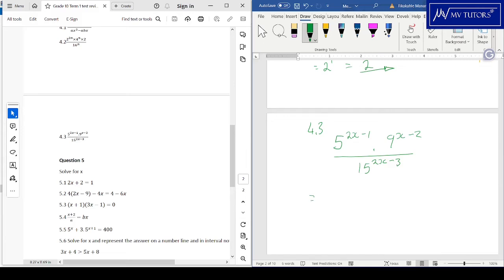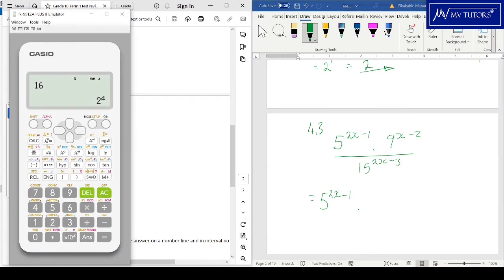Is 5 a prime factor? Yes, indeed it is. So it stays as 2x minus 1. Now, how do I rewrite 9 as a product of its prime factors? Let's do that calculator thing I just taught you. So I say 9 equals, and then shift fact. So it's 3 to the power 2. So then I'll go 3 to the power 2, and then I'll put these in a bracket, x minus 2. The other exponents are 1 unit.